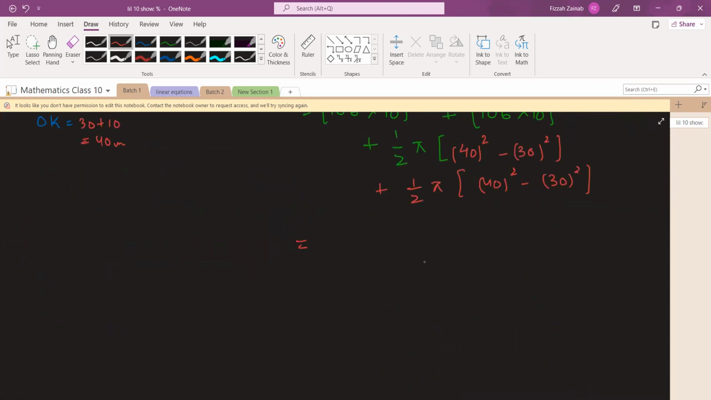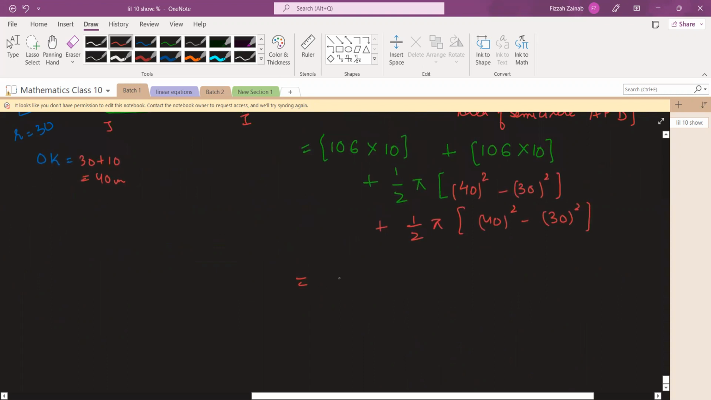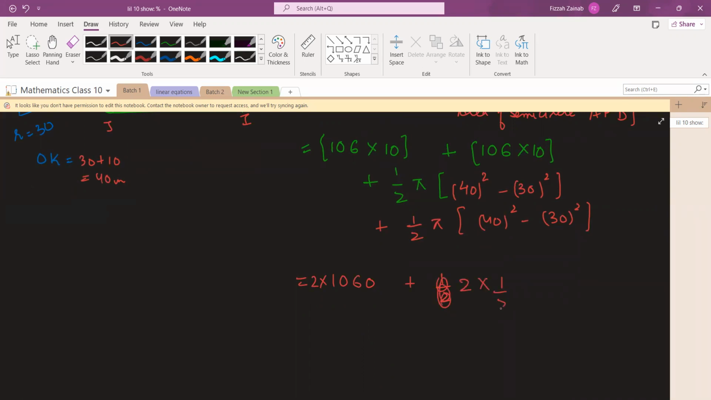Okay. So this becomes 106 into 10 means 1060, right? And then you have it 2 times. So I can just do 2 into it, plus half. This term is also 2 times. So I can just multiply everything by 2, 40 square minus 30 square. Is this understood? Because 2 times I'm having the same term, right?